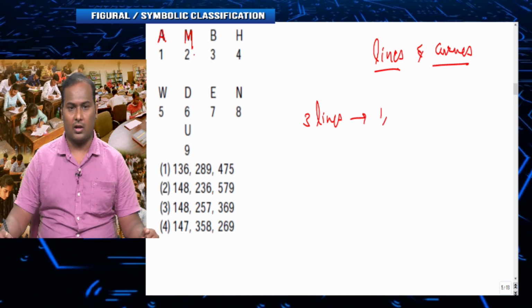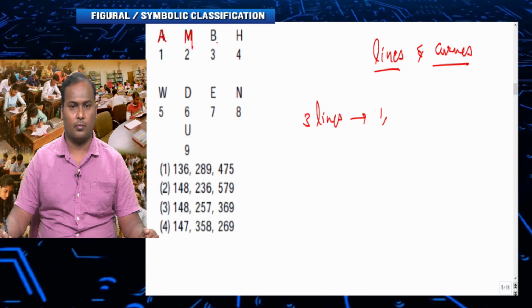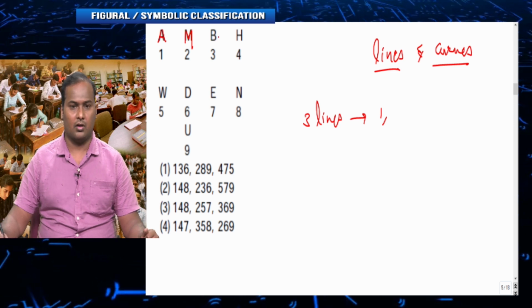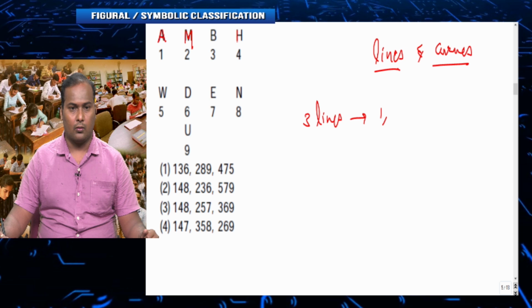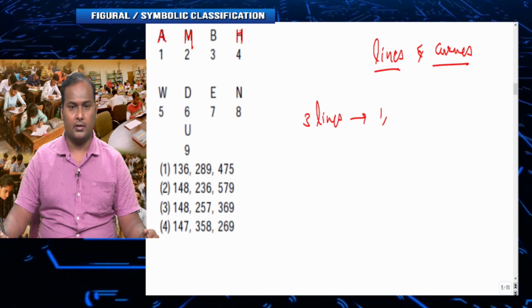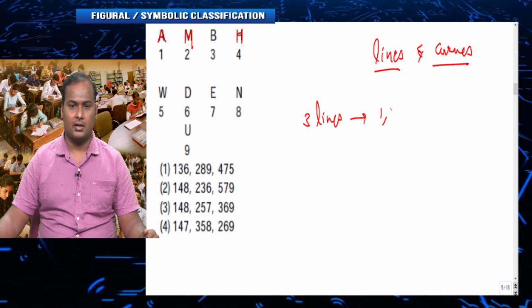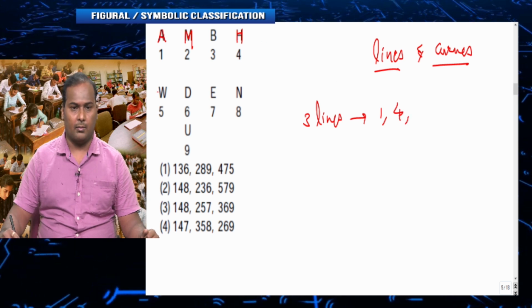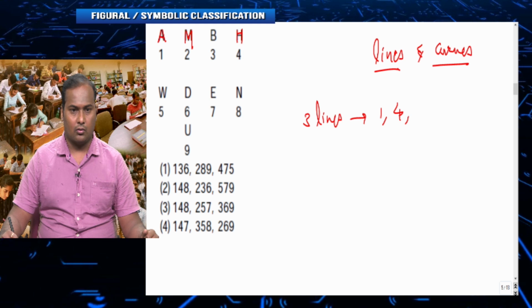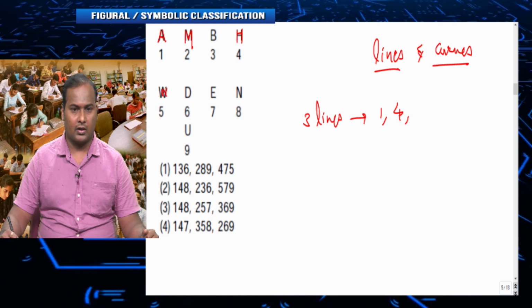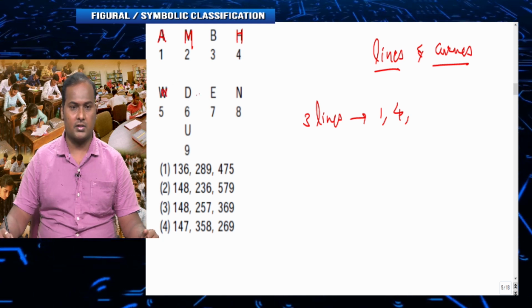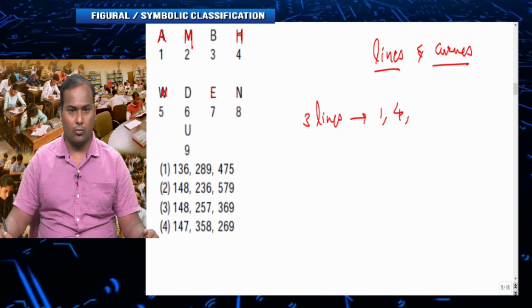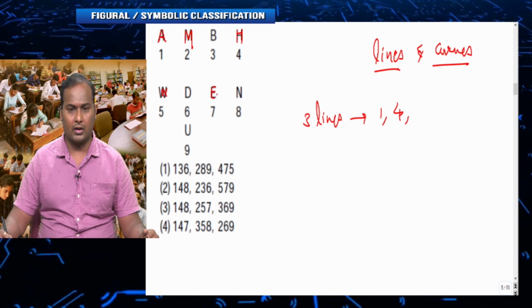Next one, M. We already know it is formed with 4 lines, so not possible. B, curve is there, not possible. Come to H now: 1, 2, 3. So here also we are having how many lines? 3 lines. So again 4. Then W, in W also 1, 2, 3, 4 lines are there. D, curve is there. E, again 1, 2, 3, 4 lines are there.